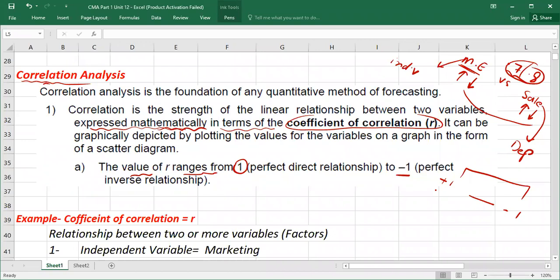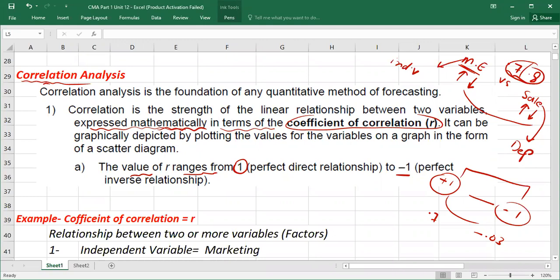Don't worry. So what does +1 mean? What does -1 mean? Or if there is any value, it could be 0.7, it could be -0.03. It could be any value between these two ranges. So how you will express or interpret those values, I'm going to explain now.